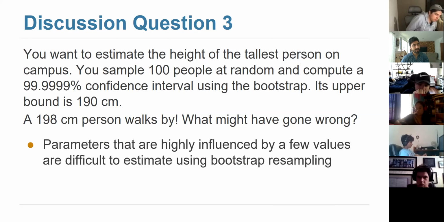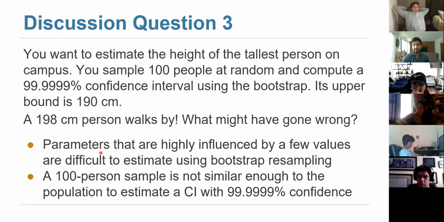That's what we talked about 2-3 weeks ago: don't use bootstrap for very high or very low percentiles. If you remember when we were talking about how to properly use bootstrap, for very high or very low percentiles, it doesn't apply. So you cannot use that for this example. Another point is that a sample of 100 is not similar enough to the population to estimate a confidence interval of this preciseness. Sampling 100 people never gives you this precise confidence interval.